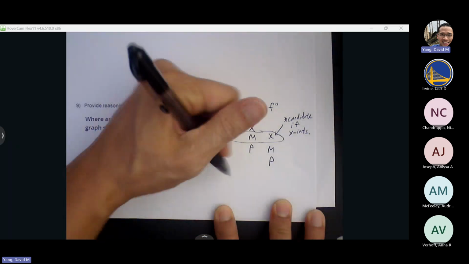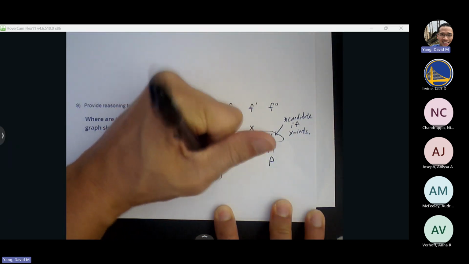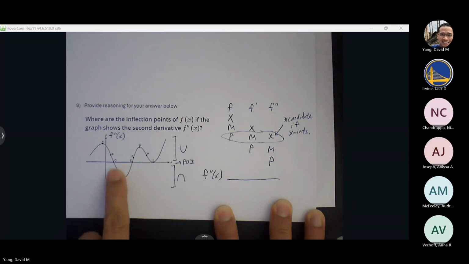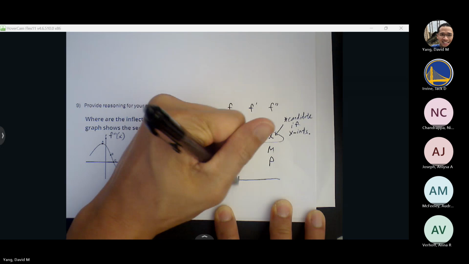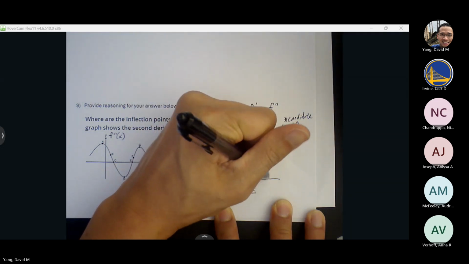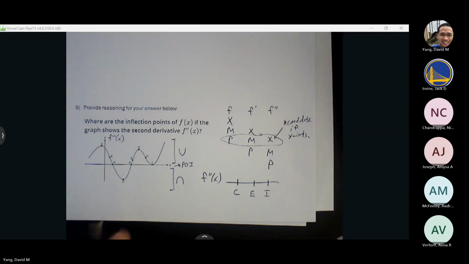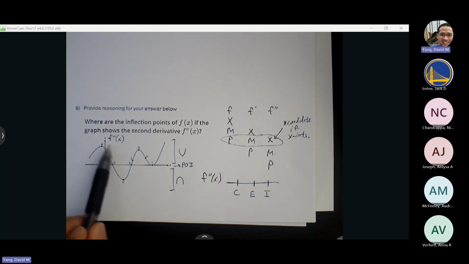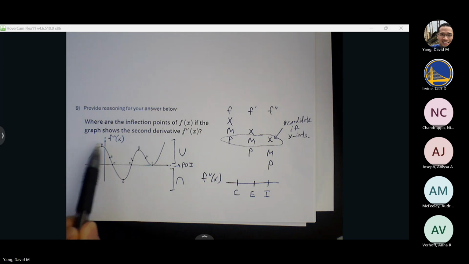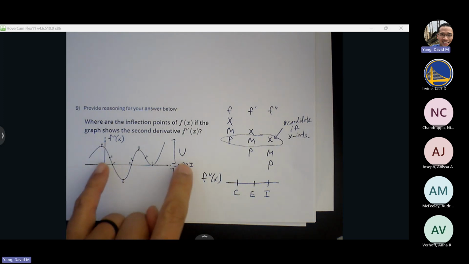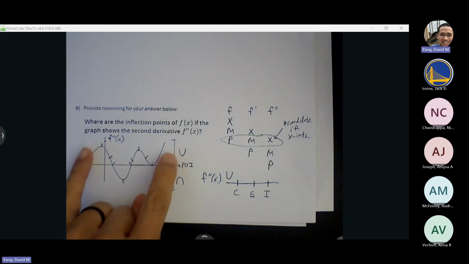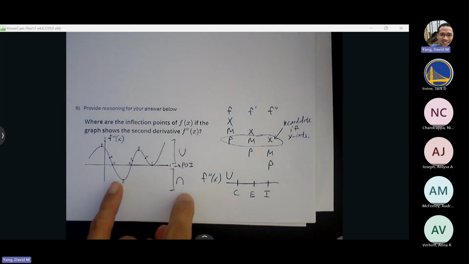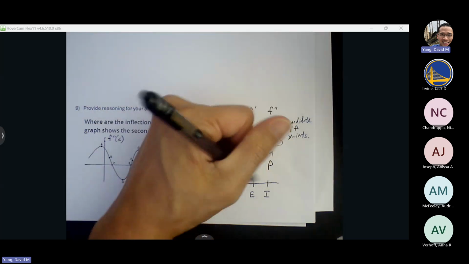So here's my f double prime sign line. X-intercepts are C, E, and I. To the left of my first critical point, where's my f double prime graph located? Above. So above is going to correlate with concave up. Don't look at the shape, look at the location. Between C and E, clearly below the x-axis, that's going to correlate to concave down.